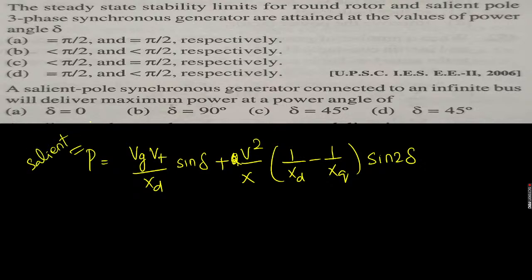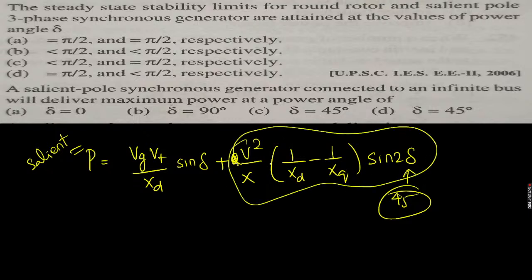So in a salient pole machine, what will be the answer? Now just observe the equation, and from this equation you can tell me the answer. Power will become maximum when the value of delta becomes 45 degrees, because twice 45 becomes 90 degrees.